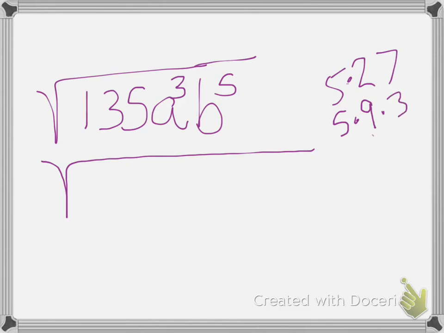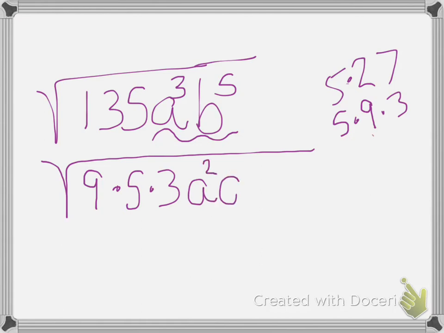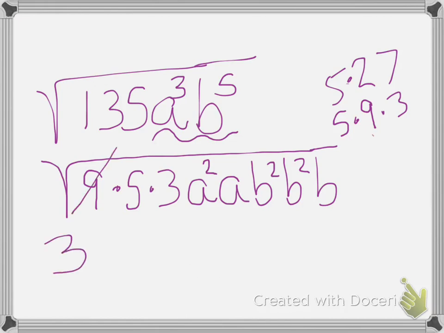Okay, so you could break this down to square root of 9 times 5 times 3. Now since it's a square root, you want to break these down into 2s. So a cubed is the same as a squared times a. b to the 5th is b squared, times b squared, and another b. So if you start taking the square root of things, square root of 9 is 3. Can't do anything with the 5 and the 3, so I'm going to make a radical out here so I don't forget. 5 and 3 is 15.